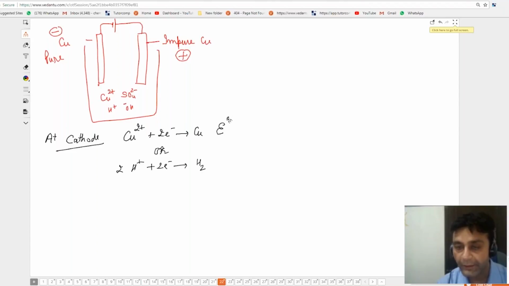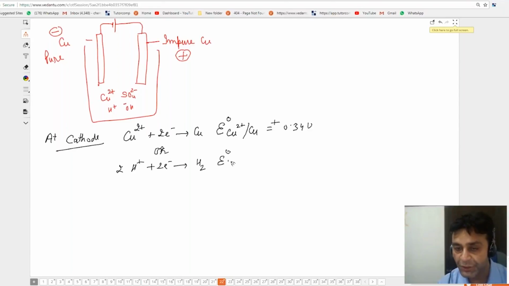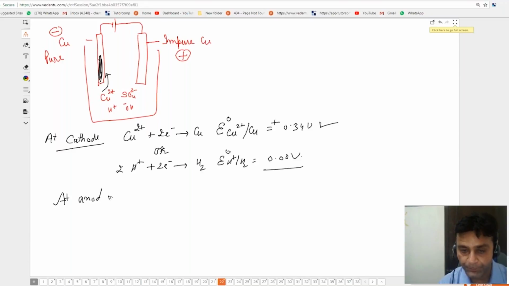Copper has a higher reduction potential. Yes, very good. The reduction potential of copper is 0.34 volt, a positive value, and the reduction potential of hydrogen is 0 volt. So copper has a higher reduction potential. So from this copper sulfate solution, the copper will be deposited on the pure copper. Are you getting me? Now we talk about the anode. Everybody clear?